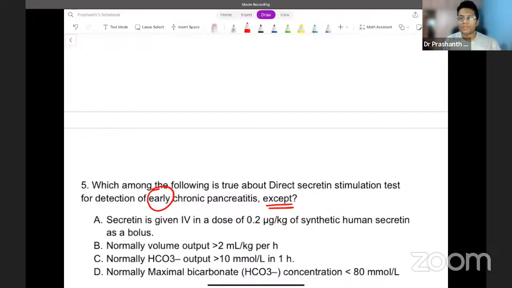So among the options, the first option is secretin is given IV, the dose of 0.2 microgram per kg as synthetic human secretin as bolus, which is true. Normal volume output is more than 2 ml per kg per hour. You might not know. Next, normally bicarbonate output is more than 10 millimoles per liter in 1 hour. D is normal maximal bicarbonate secretion is less than 80.